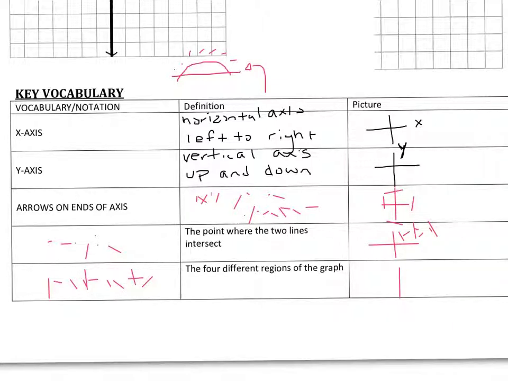Quadrants. Okay, and remember we start with the very first one in the upper right, and then we go counterclockwise. So there's 1, 2, 3, 4. Take a minute and pause the video if you need to. Copy any of these definitions down before we do a couple of practices.